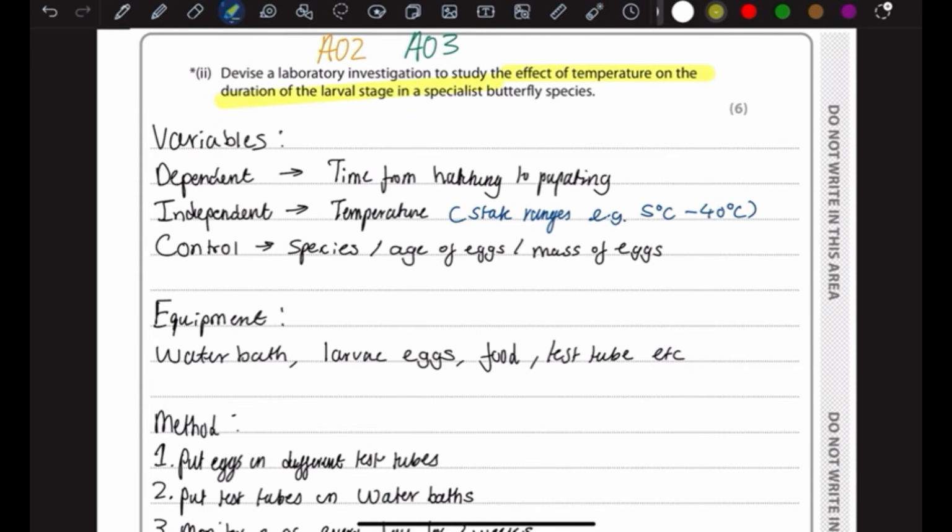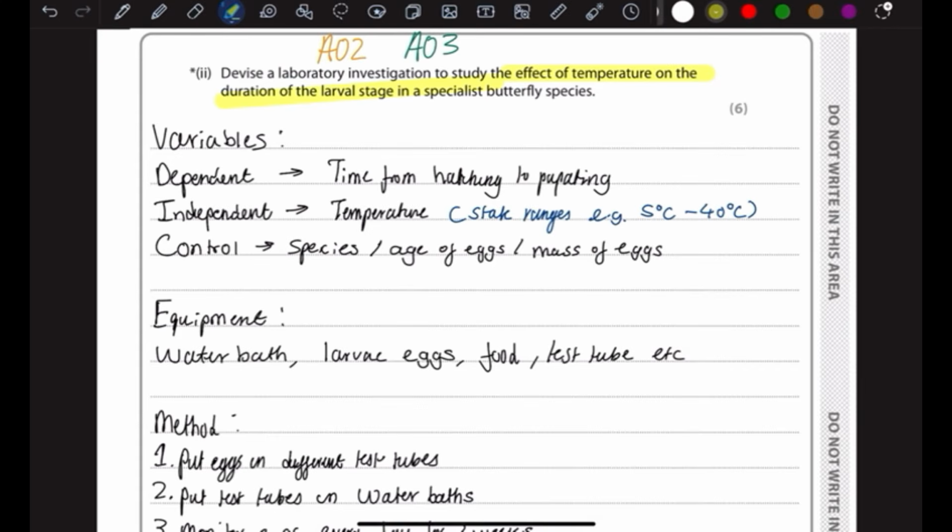So we need to change the temperature. Now, guys, whenever you have something like this, you need to be so specific to get your marks, yeah? State the range of temperatures you're going to use. So like, for example, 5 degrees to 40 degrees. In fact, I'd even go one step further. I would say we're going from 5 degrees to 40 degrees Celsius, and we're going in increments of 5 degrees, for example.